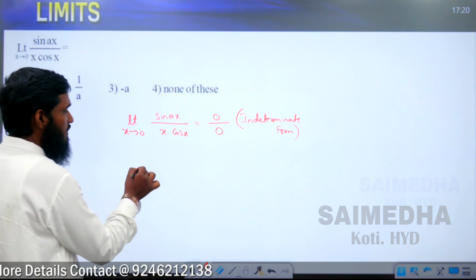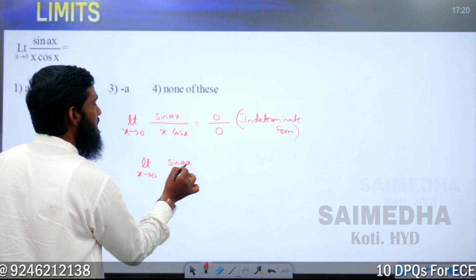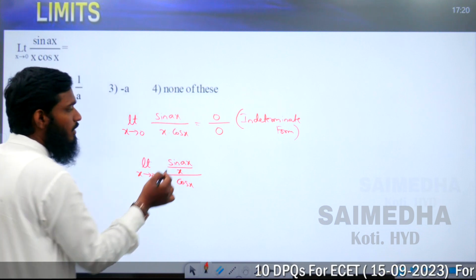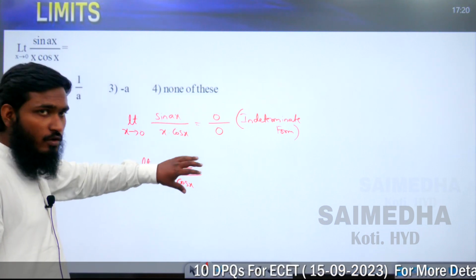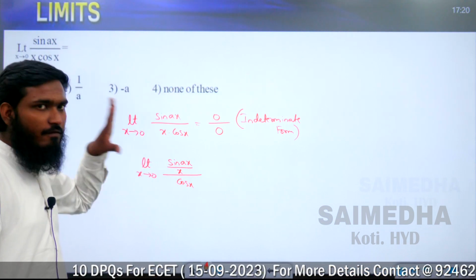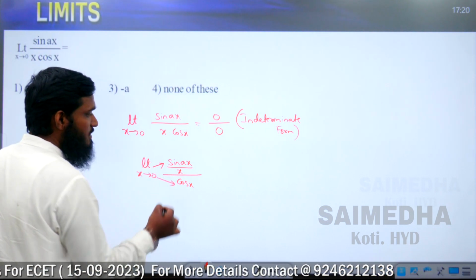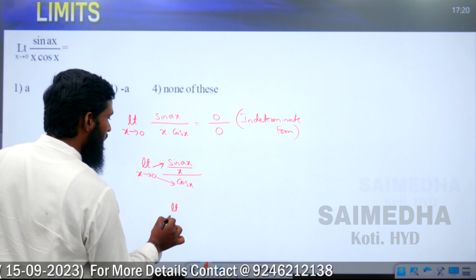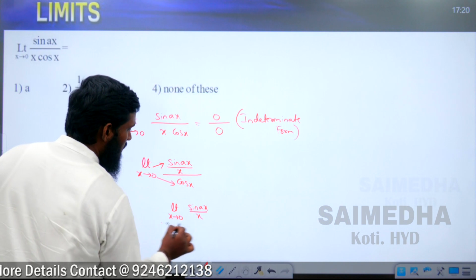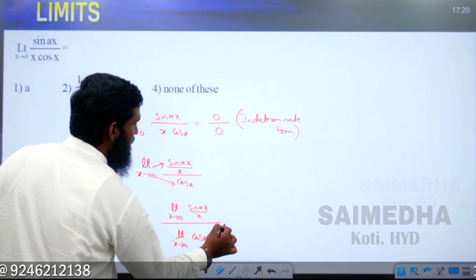Now we are doing some changes over here. Listen carefully. Limit x tends to 0, we write this as sin ax divided by x, whole divided by cos x. Both are the same only. If you convert that into multiplication, then this x will be in the denominator, so instead we have written it this way. Now we apply the limits for numerator and denominator separately: limit x tends to 0 of sin ax by x, divided by limit x tends to 0 of cos x.